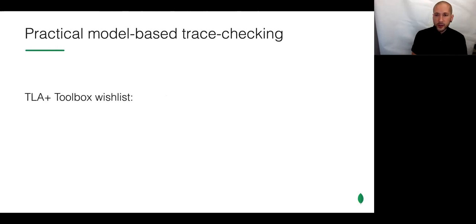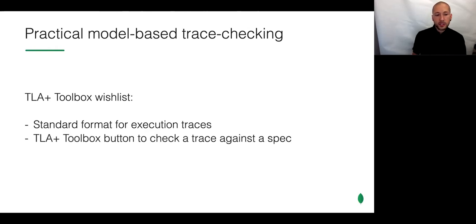We found that the TLA+ Toolbox and TLC were very capable for this problem, but for more widespread adoption, I think that a couple of wish list items would make this easier for future engineers. One would be if there were a standard format for inputting execution traces. We created a TLA+ data structure, but if there were some data structure like JSON that's more common to output, and then maybe if there were just a button in the TLA+ Toolbox where you could say, check this execution trace against this specification, people would be much more likely to use it.